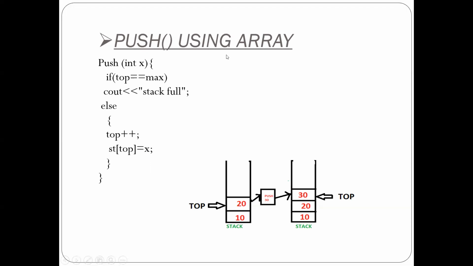While implementing the push operation using the array, first you have to check whether the stack is full or not. If the stack is not full, always first increment the top, that is top plus plus, and then do st of top is equal to x here. You can give any other name also to this array, it doesn't matter, but this top index variable should be here. Okay, so this is the push operation.